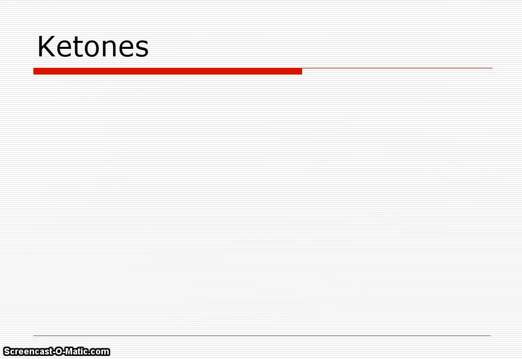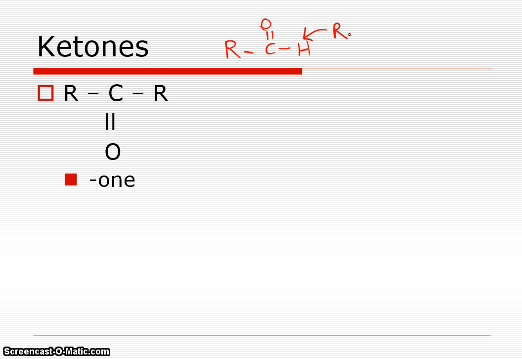Now related to aldehydes are ketones. And remember, in our carboxylic acids, we had R, and then we had C, double bond O, and then an H. Well, in a ketone, this H here is going to be replaced with a different R group. So we have R, and then we have C, and then we have another R group. And our ending then is -one.